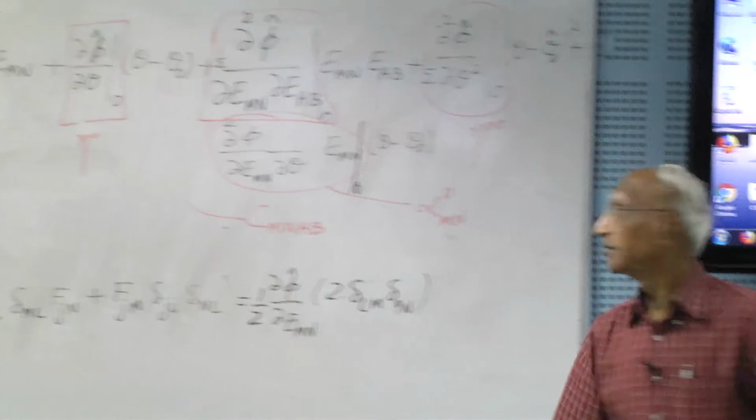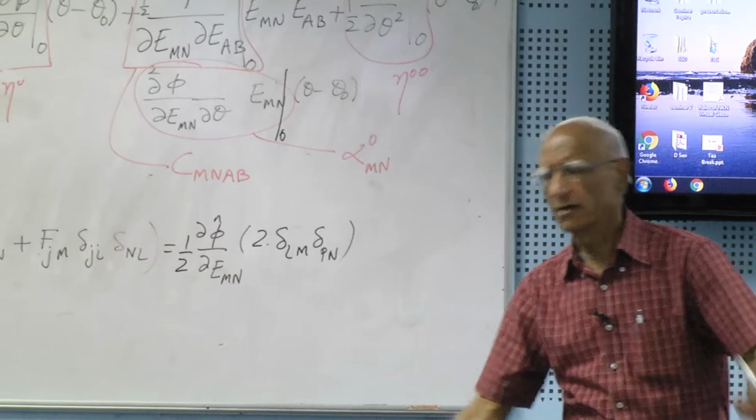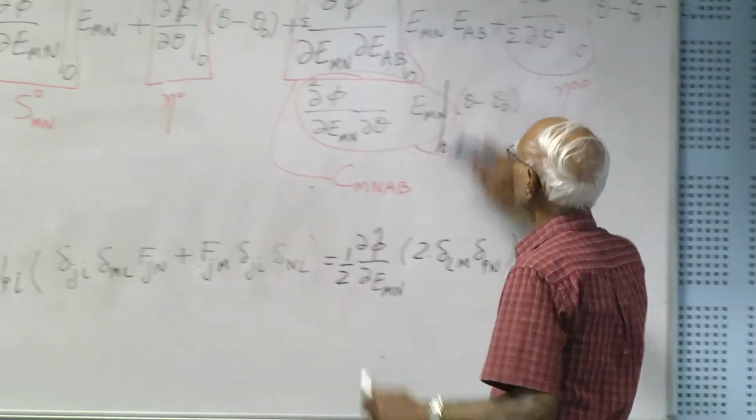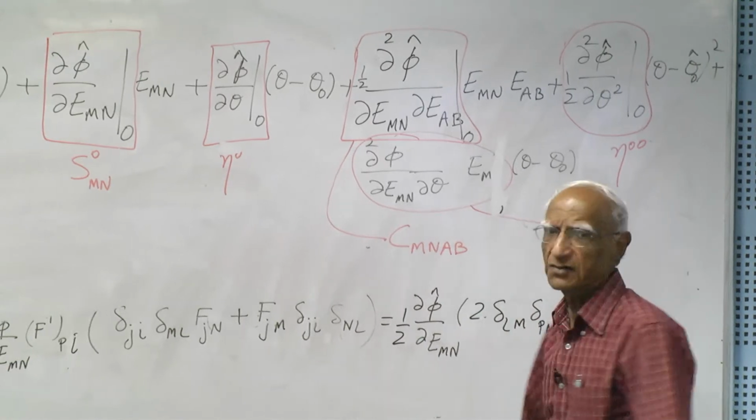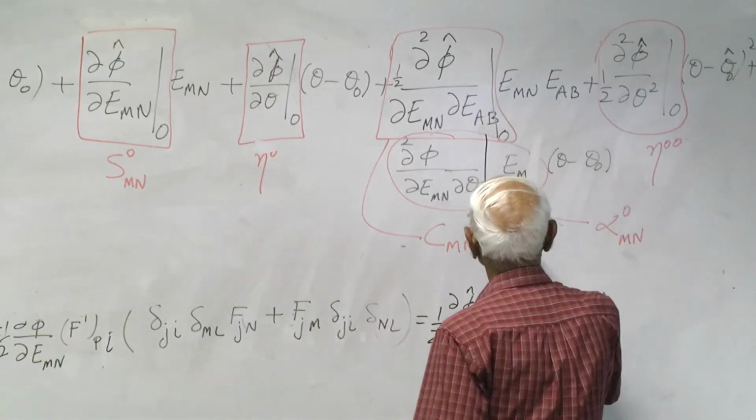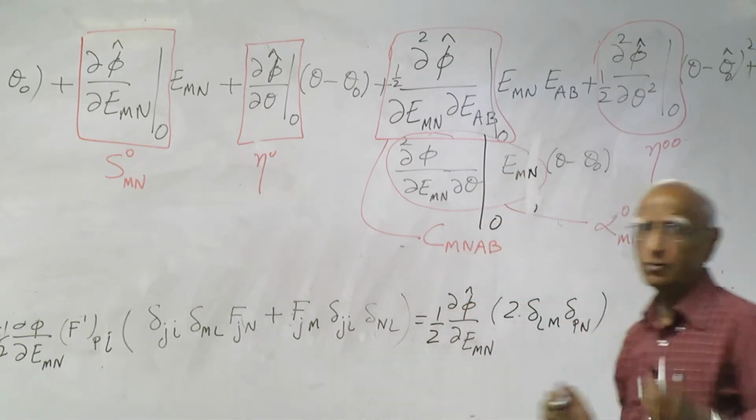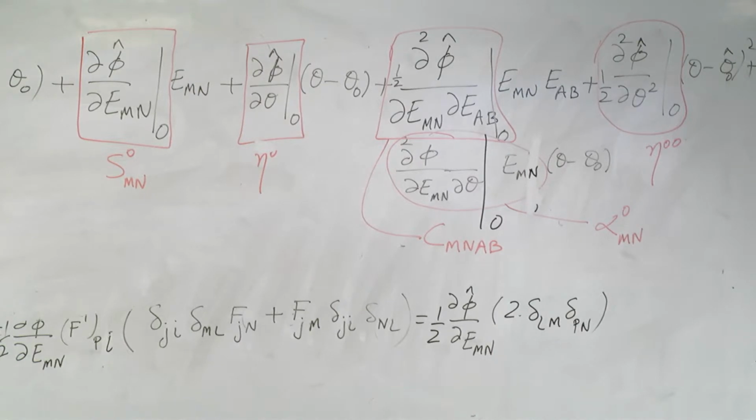In your last term, should that expression be outside that evaluation at 0? Oh, yeah, it is at evaluation. No, you are right. My mistake. You are absolutely right. This is evaluated at 0, not this one. Otherwise, EMN is 0, the reference configuration. Yeah, I was too hasty.